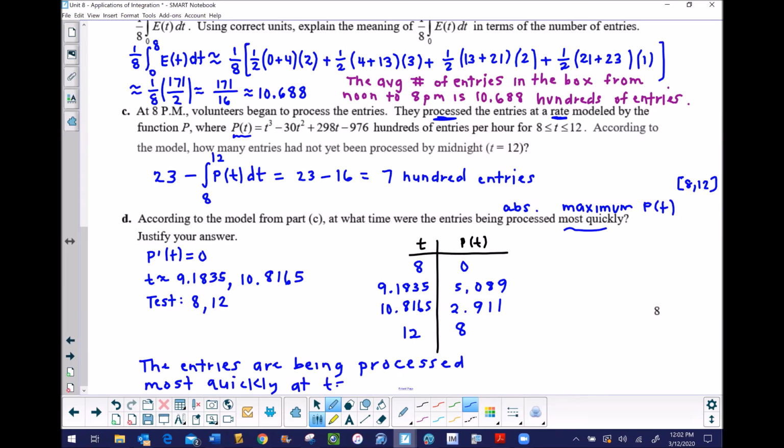Either way is fine. But I don't think the problem says you had to tell me the rate at which they're being processed, right? It only asked you at what time. If it asked you at what rate are they being processed most quickly, you would have to say 8, and the units would be 100 entries per hour.